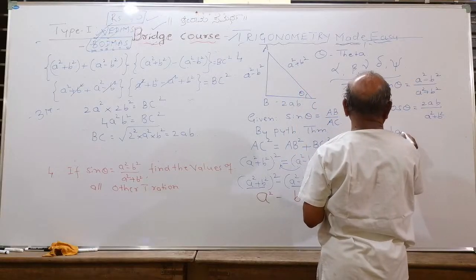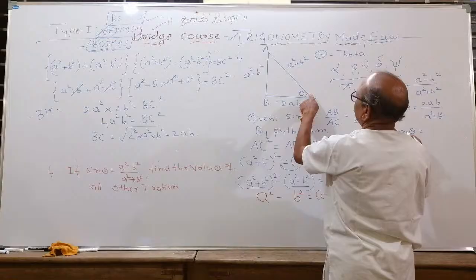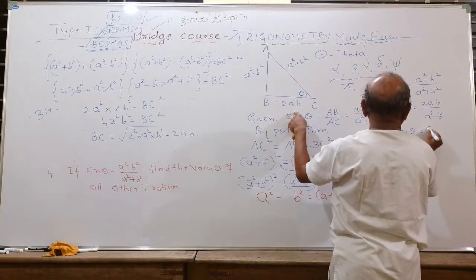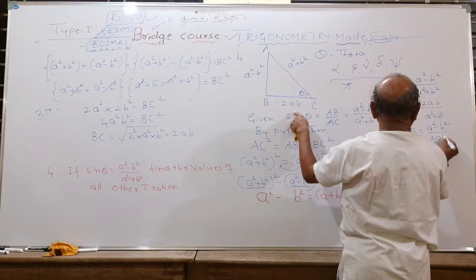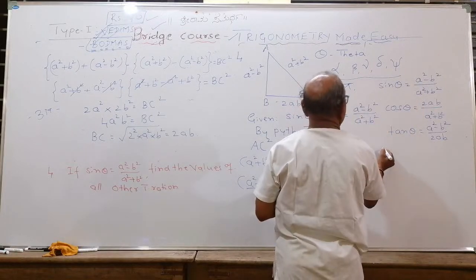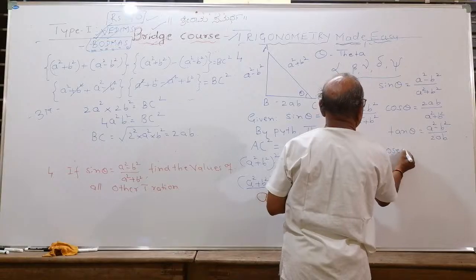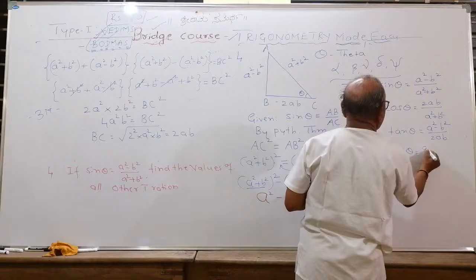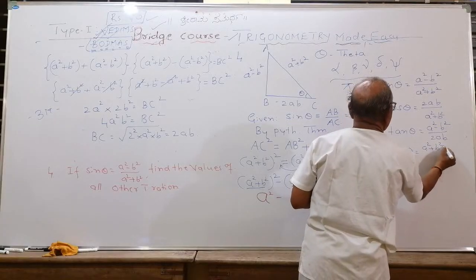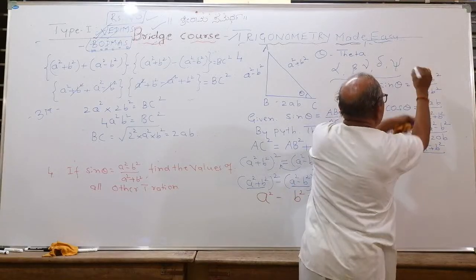Slowly you will speed up the application. Tan theta is opposite upon adjacent, which comes out to be A square minus B square upon 2AB. Reciprocal of sin theta is cosec theta. Means take the reciprocal of this, you will get A square plus B square upon... turn it upside down.